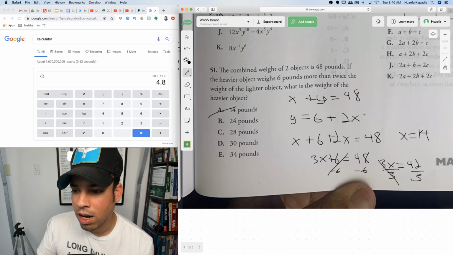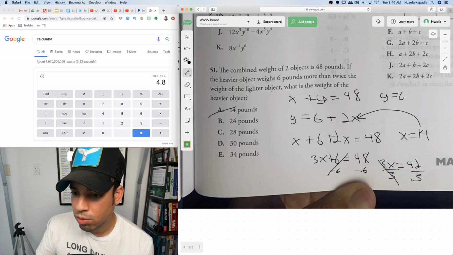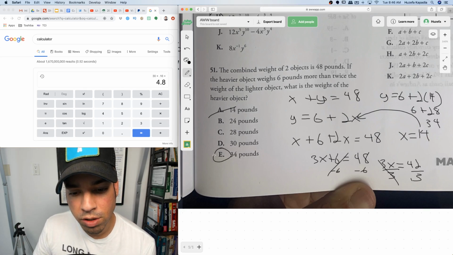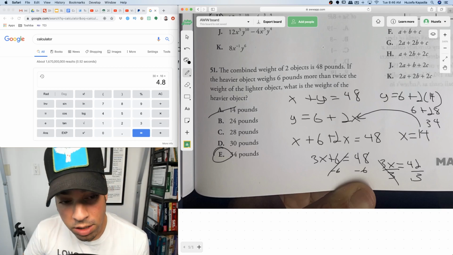The heavier object is what? Let's plug it in here. So this becomes y equals 6 plus 2 times 14. 6 plus 28, and that's 34. So the heavier one is 34. That's it. All right, let's check the answers.